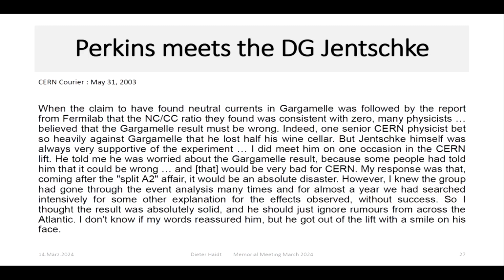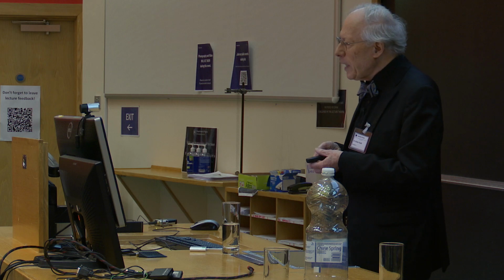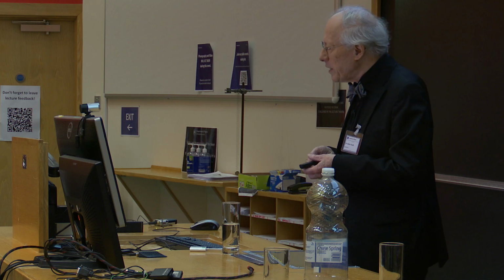Don Perkins met at some moment the Director General Jentschke, and he describes very well the situation which was there. So I will read it. It is published in the CERN Courier. When the claim to have found neutral currents in Gargamelle was followed by the report from Fermilab that the NC over CC ratio they found was consistent with zero, many physicists believed that the Gargamelle result must be wrong. Indeed, one senior physicist at CERN, well, everybody knows that was Steinberger, bet so heavily against Gargamelle that he lost half of his wine cellar.